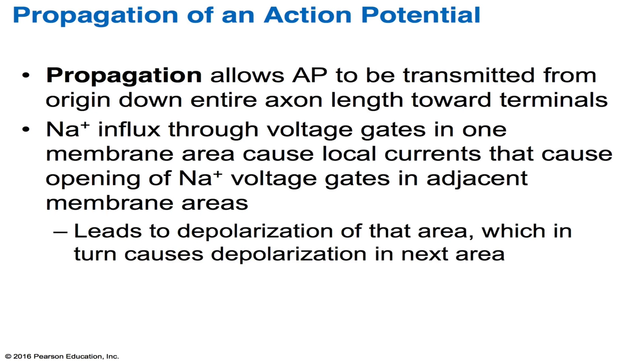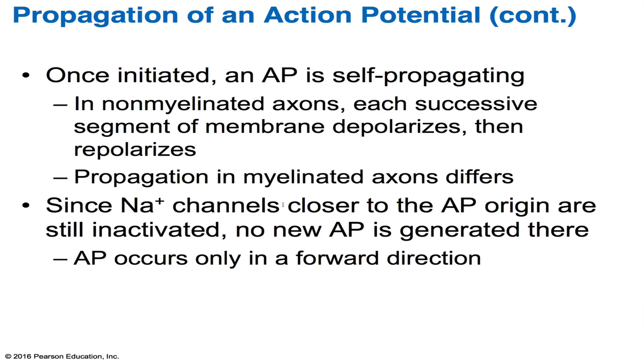Propagation allows the action potential to be transmitted from the origin down the entire axon length towards the terminals. The sodium influx through the voltage gates in one membrane area causes local currents to open the sodium voltage gates in the adjacent membrane areas. This leads to depolarization of that area, which in turn causes depolarization of the next area. And this goes on and on throughout the length of the axon until we reach the axon terminal. Once initiated, an action potential is self-propagating. In non-myelinated axons, each successive segment of membrane depolarizes, then it repolarizes.